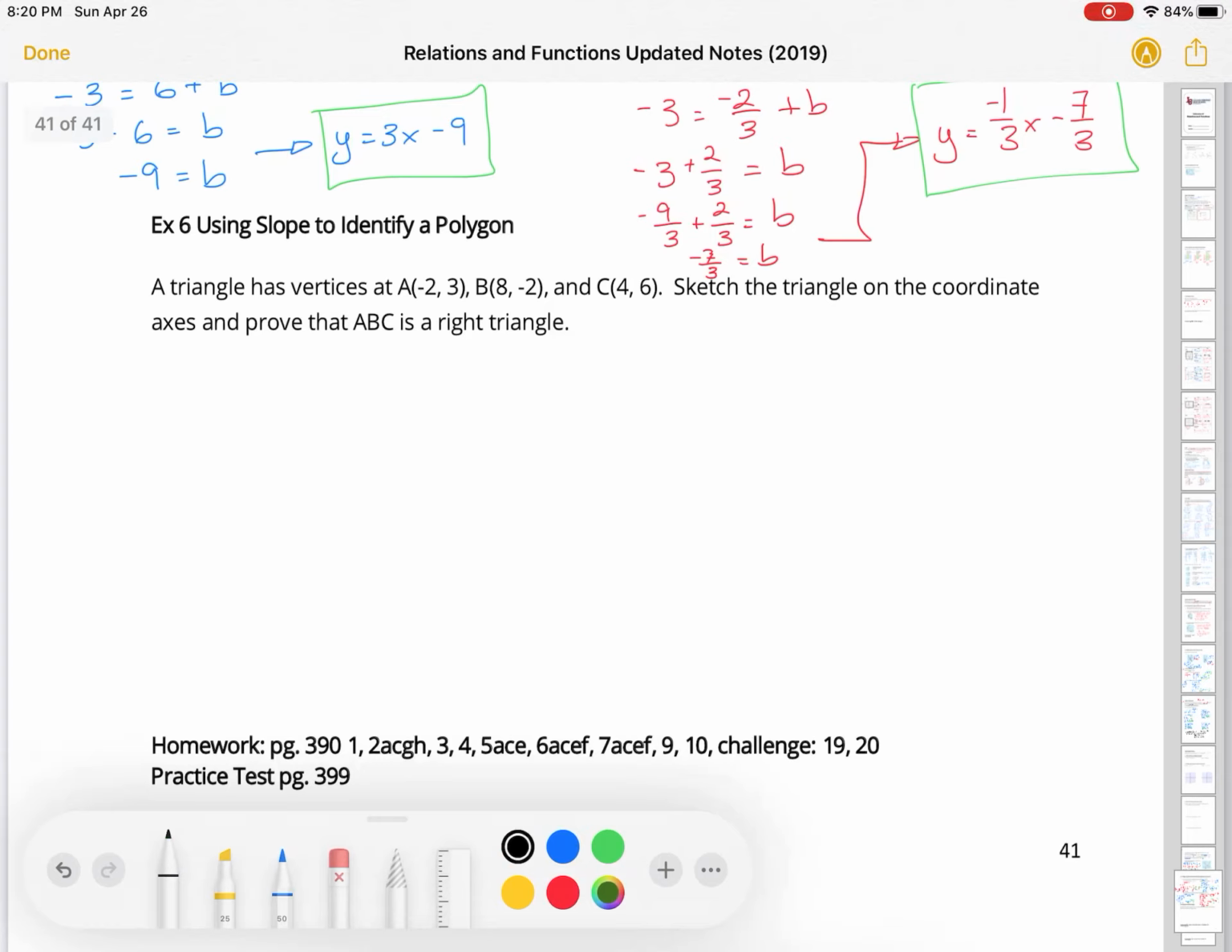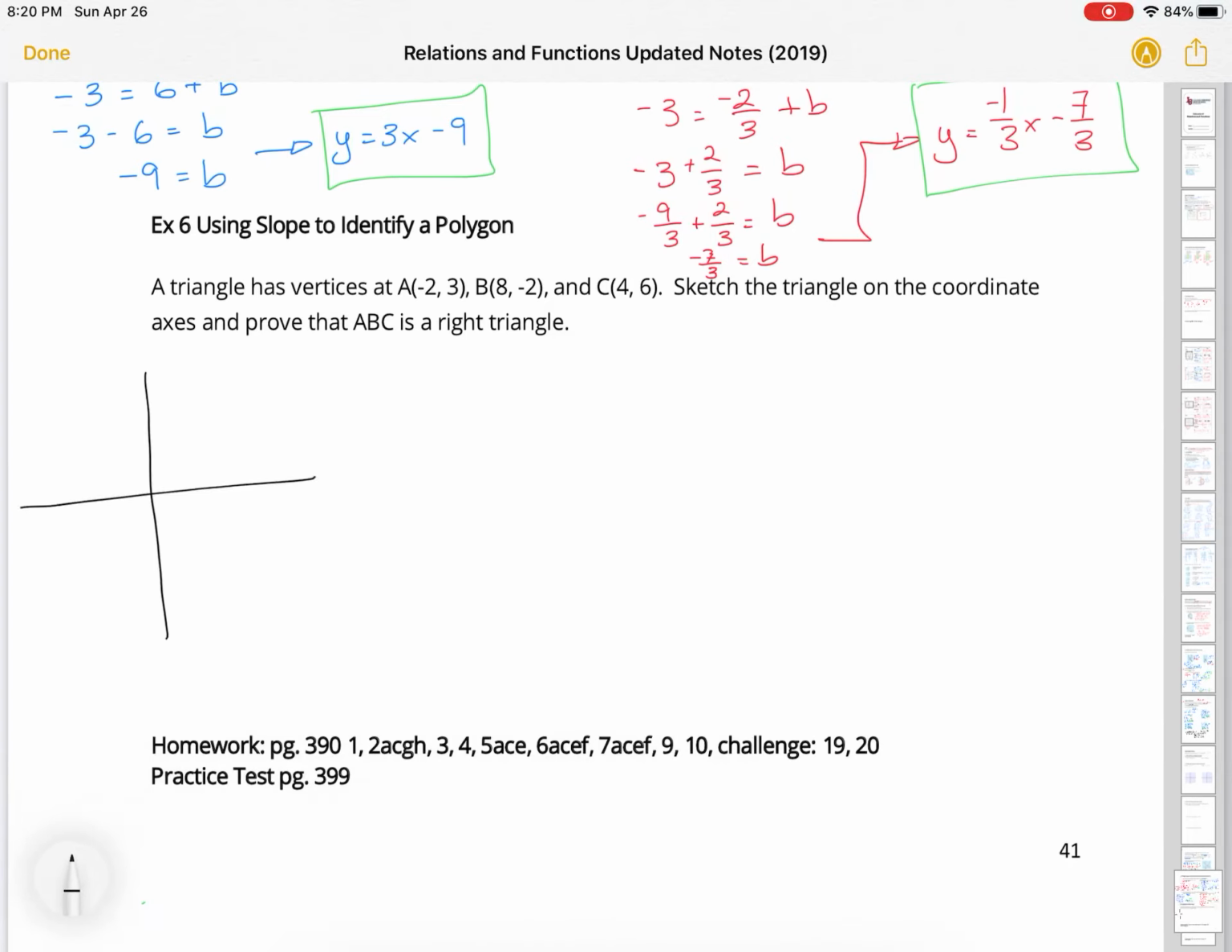This one's a little more complicated. We have a triangle, and it says the triangle has its vertices at the following points. So I'm going to just sketch this. A is negative 2, 3, so it's probably around there. So that's A. B is 8, negative 2, so somewhere around there. And C is 4, 6.